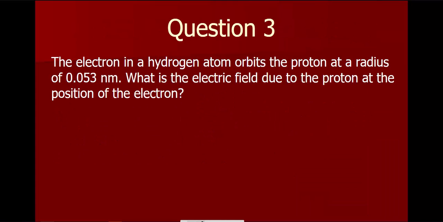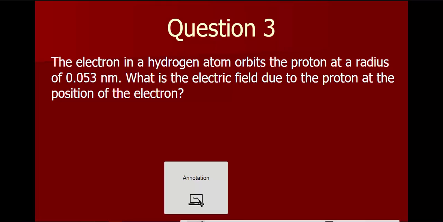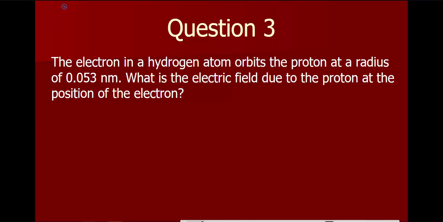So there's an electron in a hydrogen atom that orbits the proton at a radius of 0.053 nanometers. What is the electric field due to the proton at the position of the electron? So we draw this here. We go, okay, we've got ourselves a hydrogen atom, a little proton.